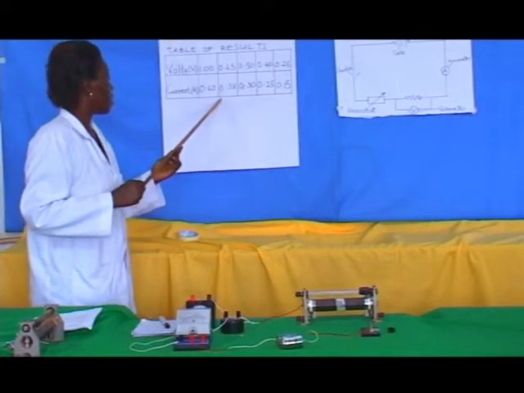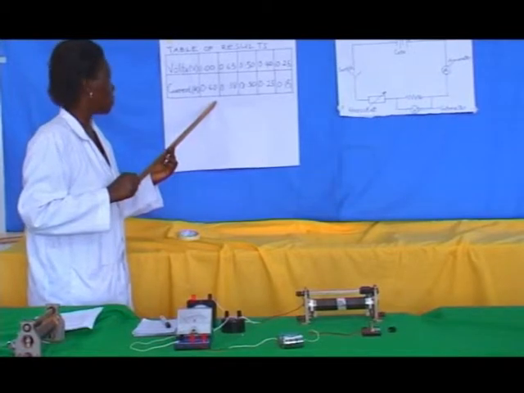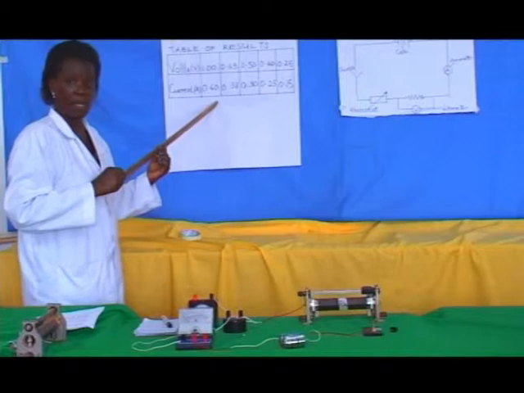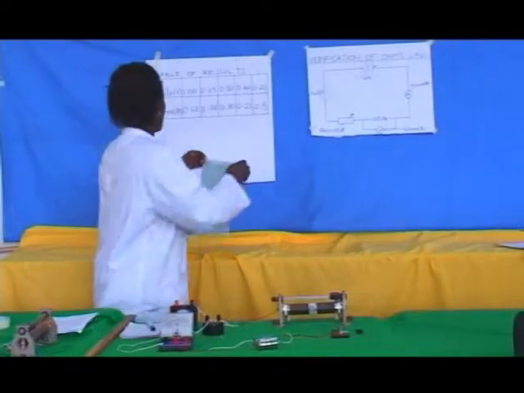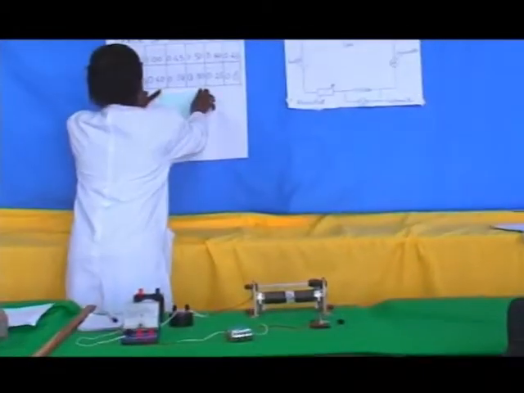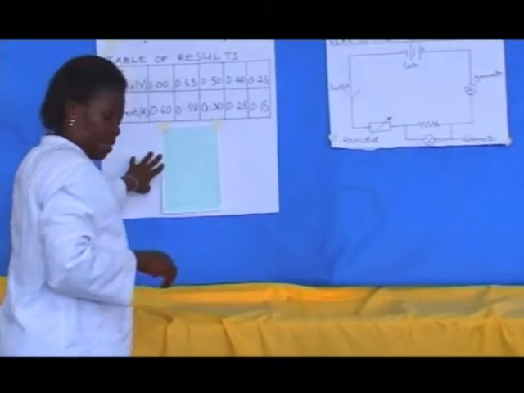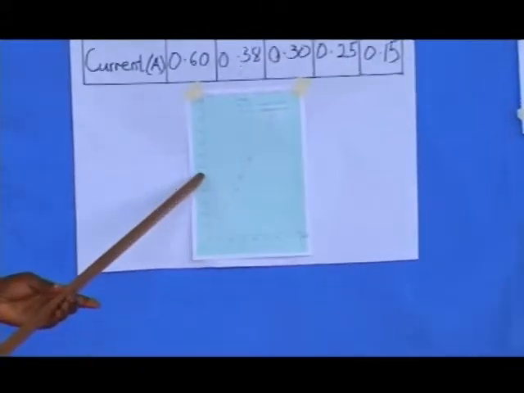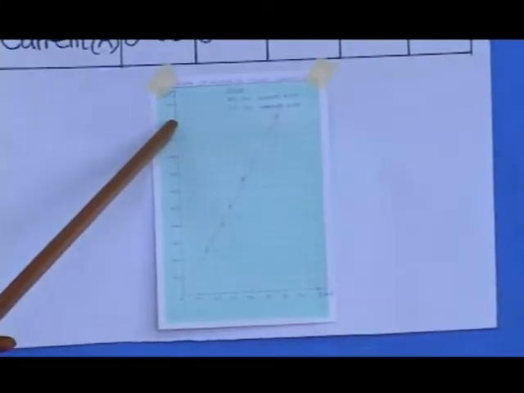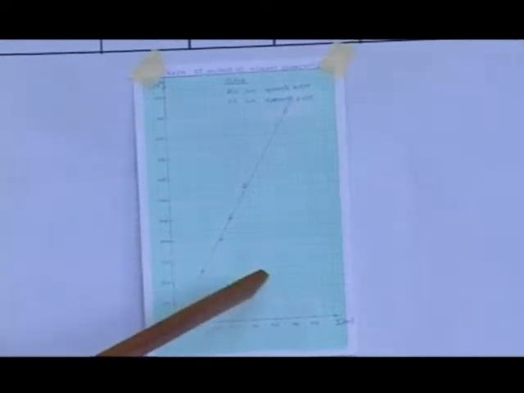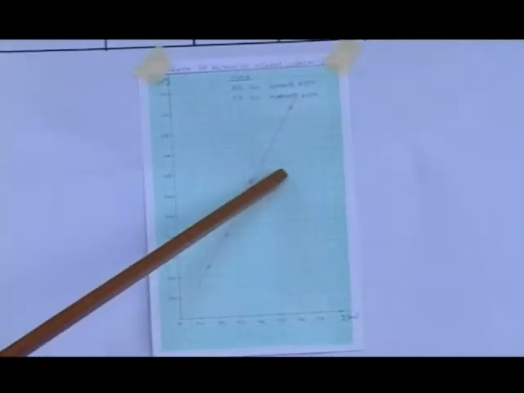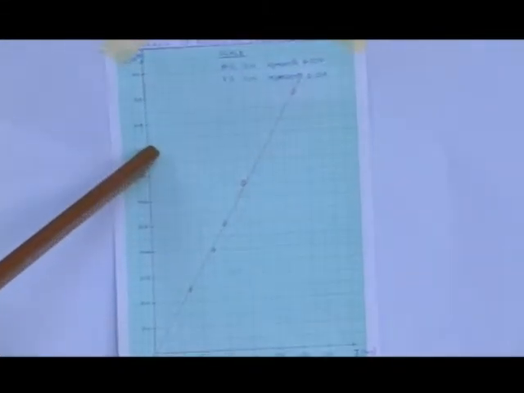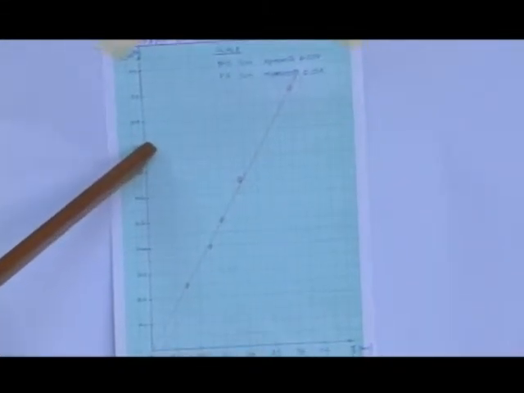use the readings from the table to draw a graph by following a proper scale. The graph is of voltage against current. When you observe the graph, it seems that when the value of voltage is increasing, at the same time the value of current is increasing. This verifies that voltage is directly proportional to the current.